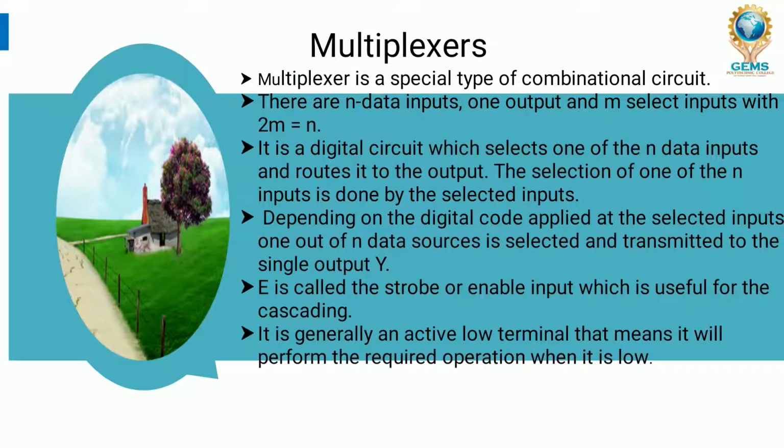So now I am going to explain multiplexers. A multiplexer is a special type of combinational circuit. There are n data inputs, one output and m select inputs, with 2^m equal to n. It is a digital circuit which selects one of the n data inputs and routes it to the output. The selection of one of the n inputs is done by the select inputs, depending on the digital code applied.